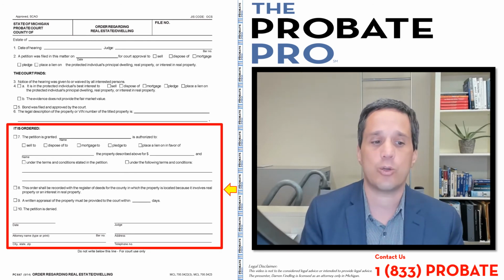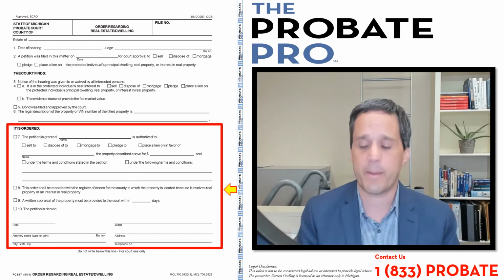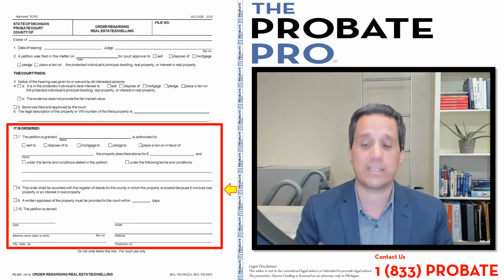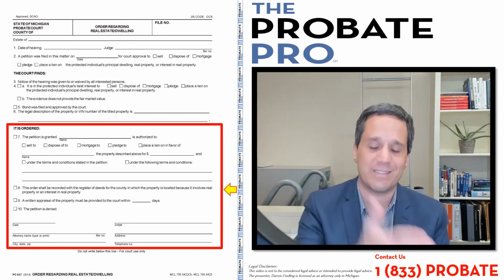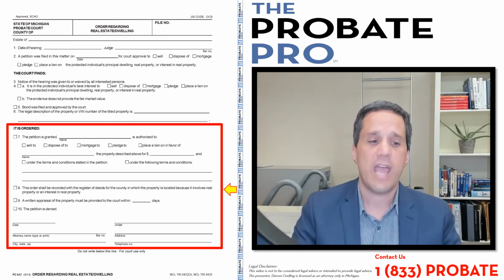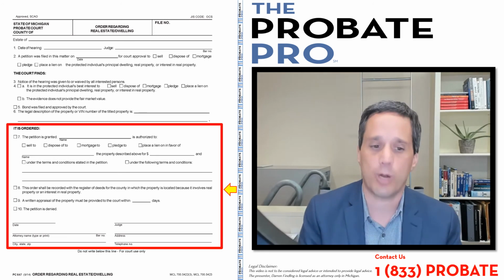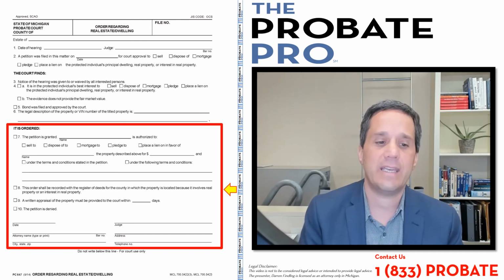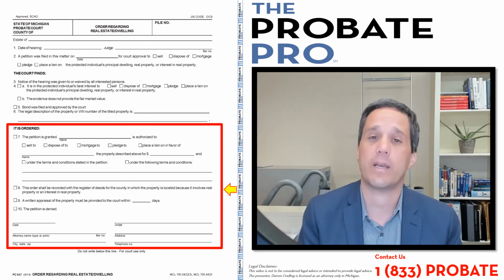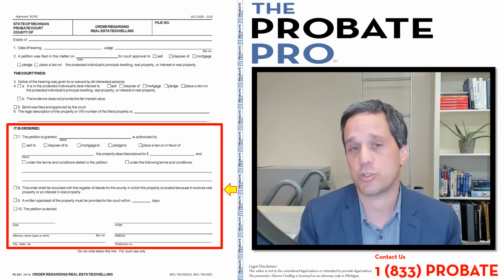Section 8 says that the order shall be recorded with the Register of Deeds for the county in which the property sits. Now remember, a Register of Deeds is simply a repository of recorded documents, deeds, mortgages, and so on. And a court order can also be a recorded document. So again, this checkbox allows for the recording. The next, under 9, indicates that if the court is requiring an appraisal, that the appraisal will be provided within a certain amount of time.